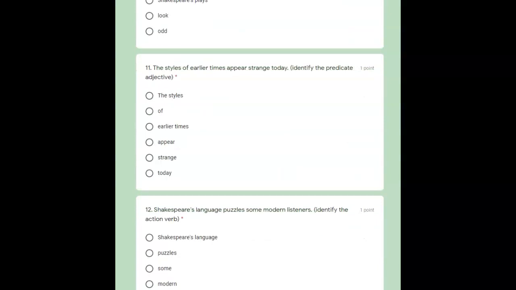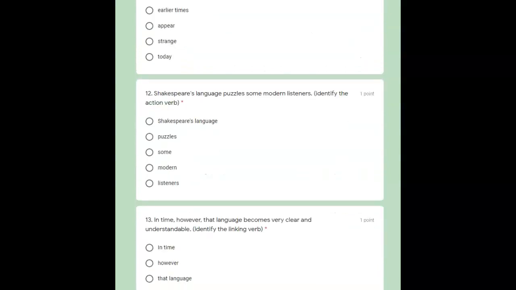And let's do one more. Let's do 12. Shakespeare's language puzzles some modern listeners. We define the action verb. Who or what is the sentence about? Shakespeare's language. What does it do? It puzzles. Does puzzles connect the language to anything else? Is language and modern listeners the same?